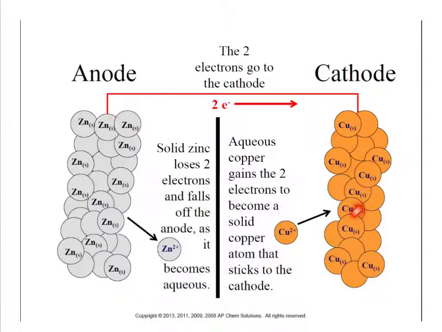Over on the cathode side then, those 2 electrons are transferred over, and we have copper 2 plus that was once in solution, turning into copper solid because those 2 electrons are going to neutralize it and form a solid. And so this bar over here, that chunk of copper, is actually going to get bigger as that copper metal sticks to it. So this one's going to shrink, that one will get bigger.